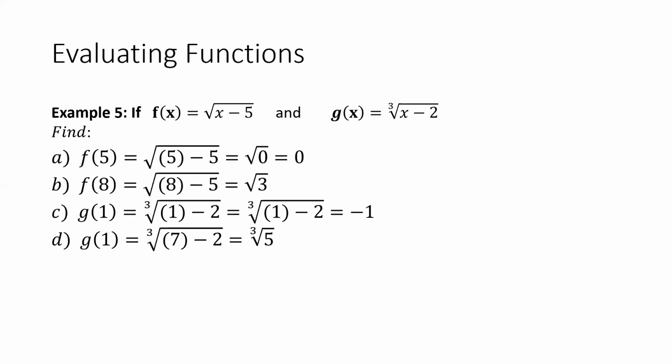Finally, if I plug in 7, D is not quite correct. It should start with g of 7, not g of 1. But if I plug in 7 into my function of g, then I would get 7 minus 2 cube rooted, which gets me the cube root of 5. And honestly, I would just stop there.